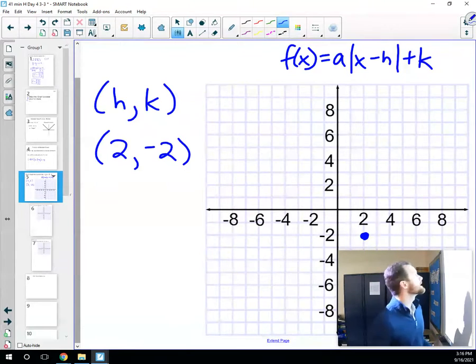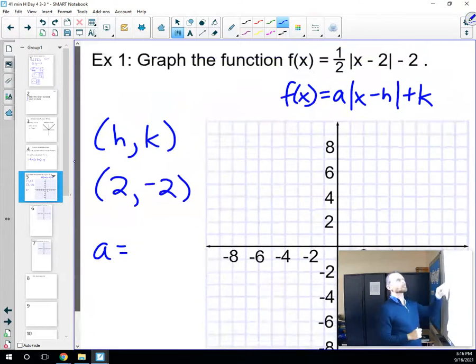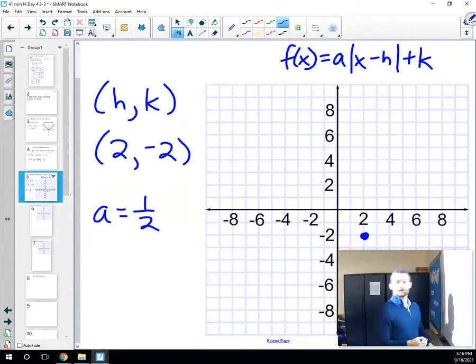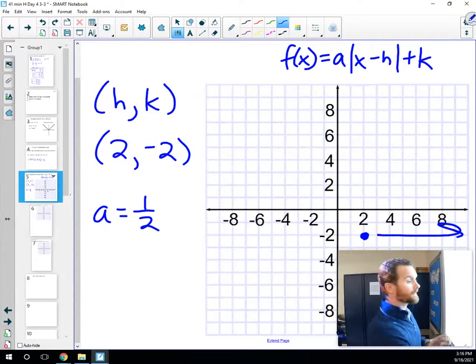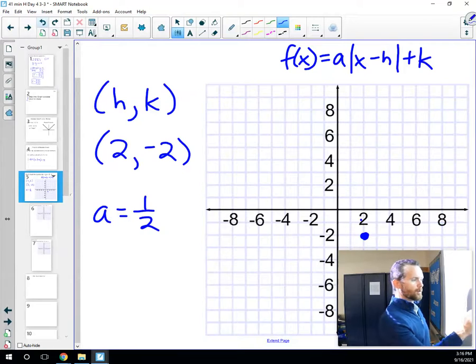That's our vertex. Now to finish graphing, we need our a value, our quote-unquote slope, which is 1/2. So that means on the right, going this direction, we just do it like normal slope. We're going to go up 1 over 2. So up 1, right 2, up 1, right 2, up 1, right 2, and we keep on going as many times as we can.